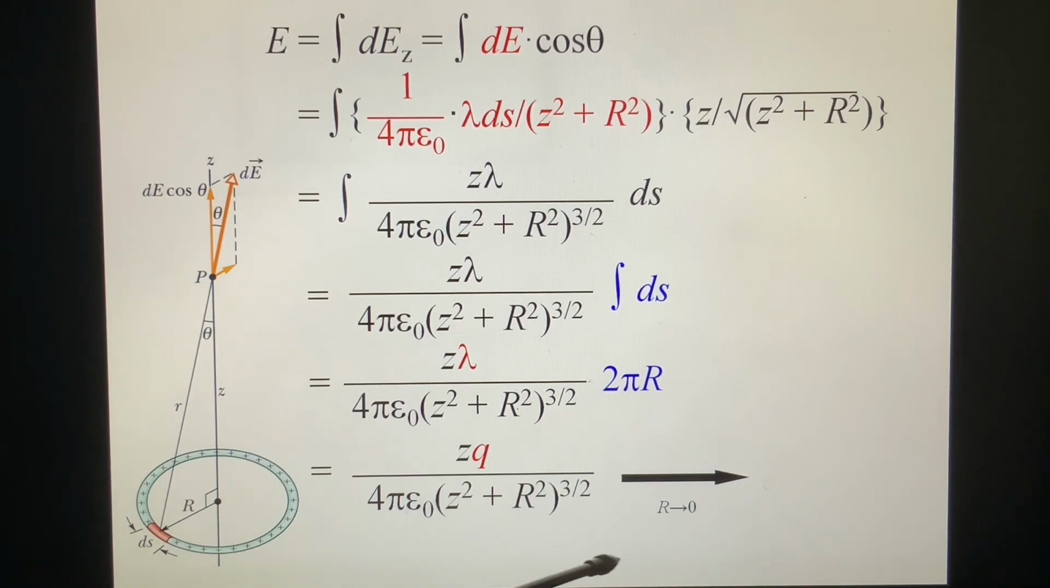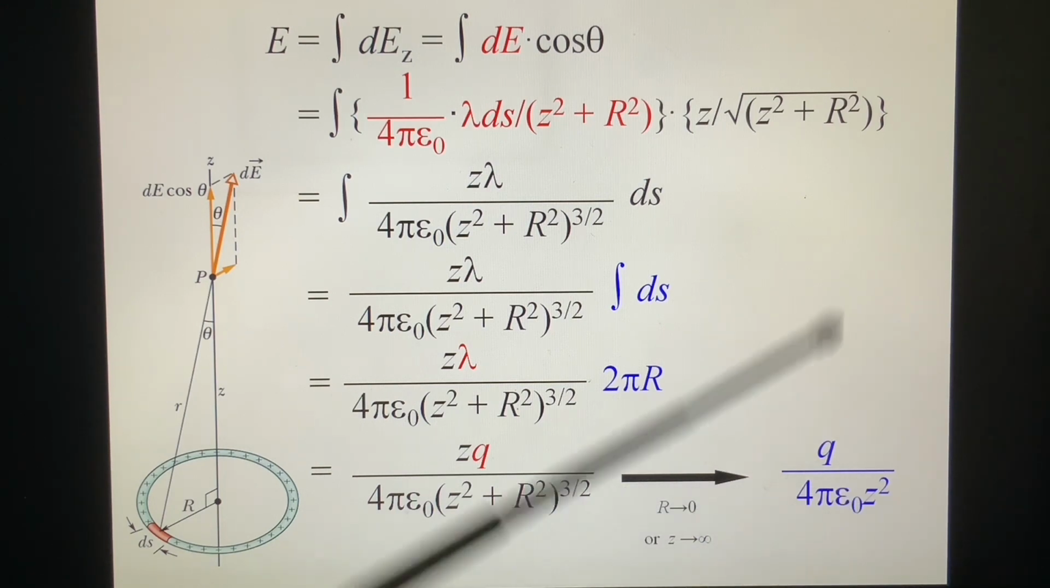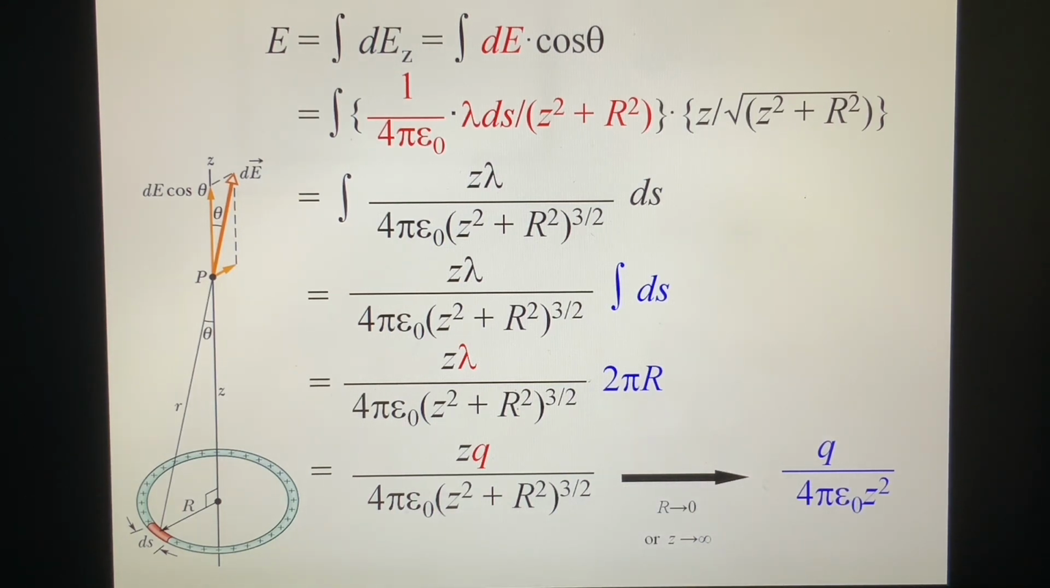Now, if R approaches 0, this ring becomes a point charge. So this becomes the electric field of a point charge, like Coulomb's law. With R equal to 0, we cancel one z, and we get Q over 4 pi epsilon 0 z squared. This is the electric field produced by a point charge, right?